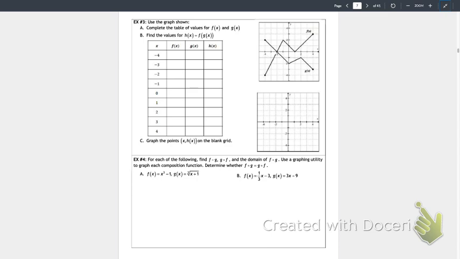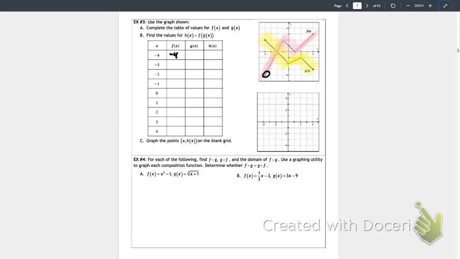Okay, let's try that again. So we've got our f function that's right here. And then we've got our g function, which is right here. Okay, so f of negative 4. Remember, f is the pink one. F of negative 4 would be right here at negative 4.